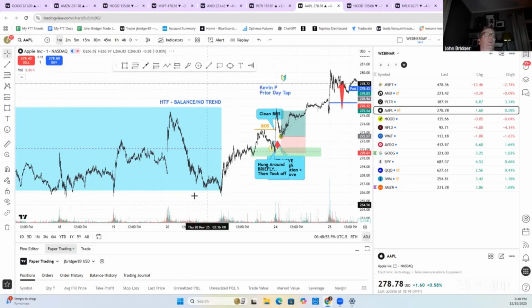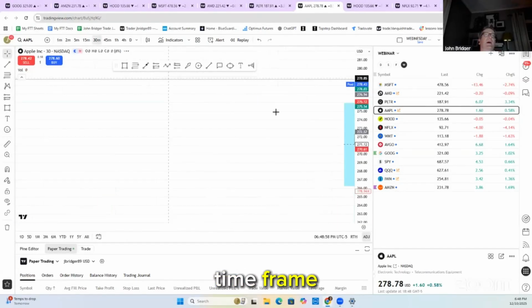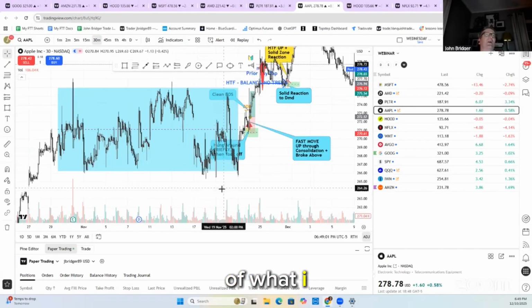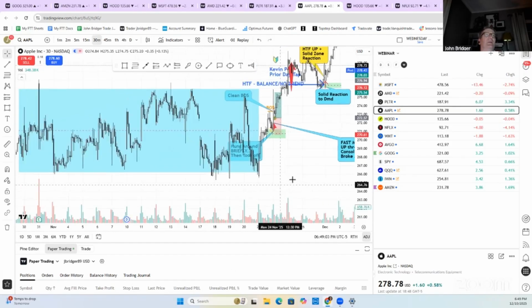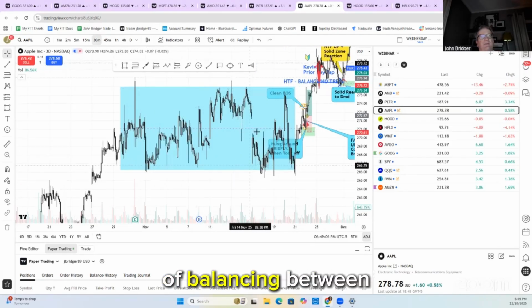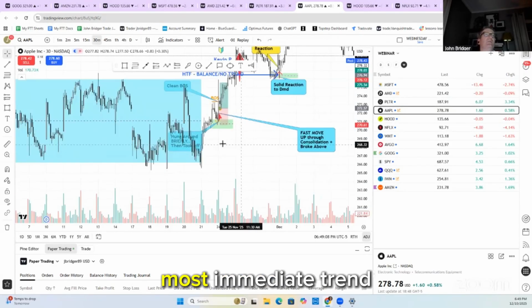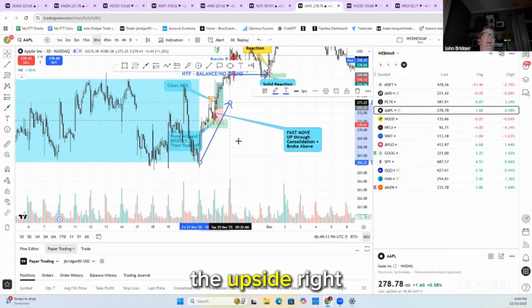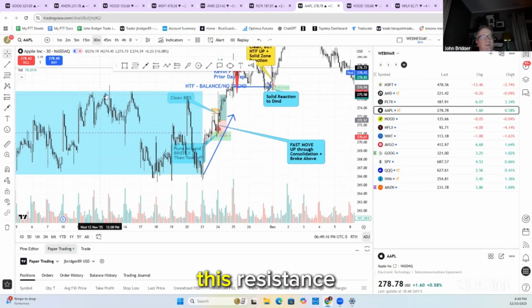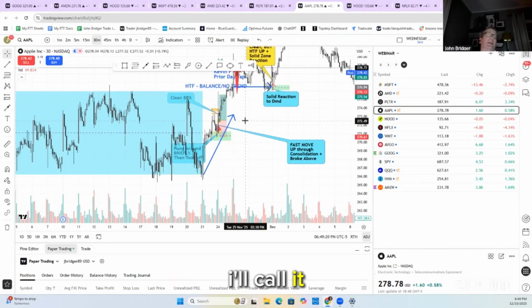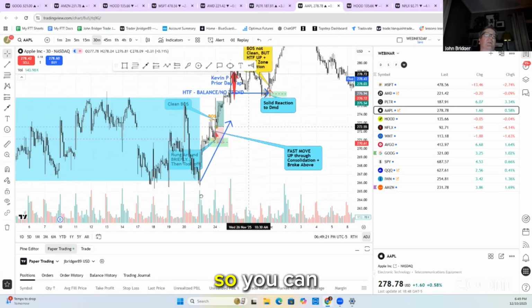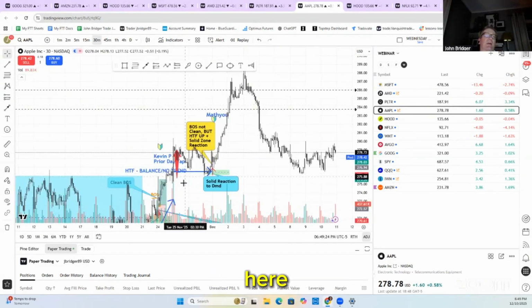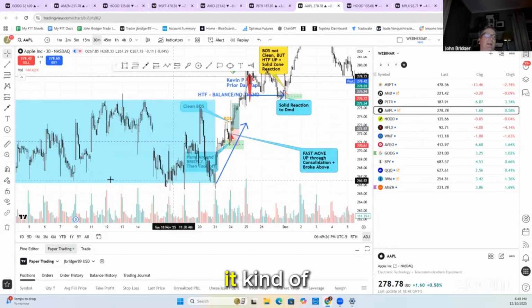This is an interesting story because if you look at the higher time frame up to this point, Apple was in what I call a balance. You can see it here, balancing between these levels. Now, the most immediate trend coming out of this pivot was to the upside, but it's approaching this resistance up here. I would call this a neutral bullish bias. Clearly you had a clean breakout here, a little more bullish, but it hit this area.